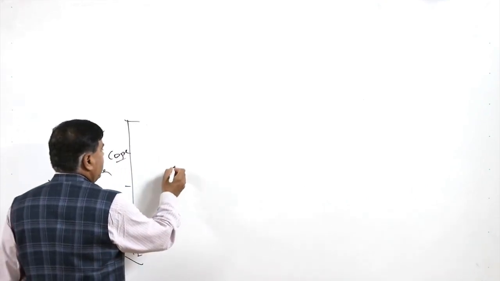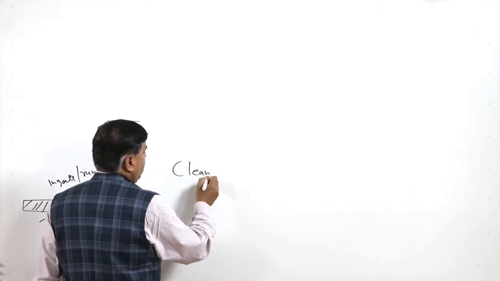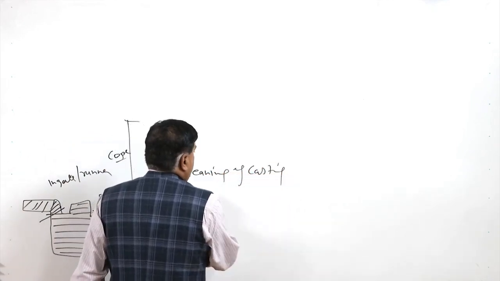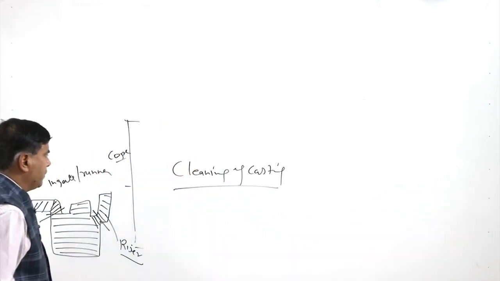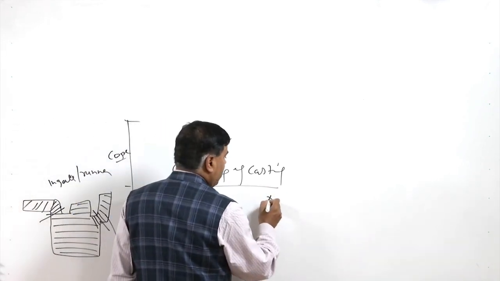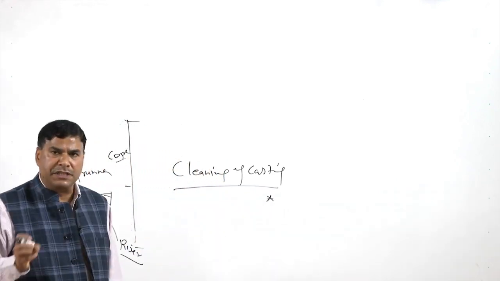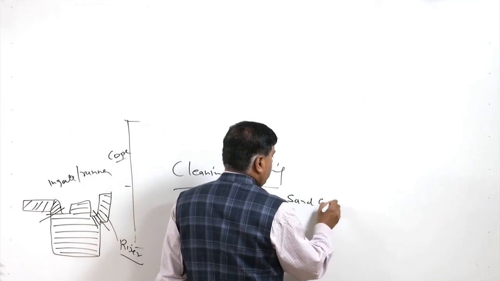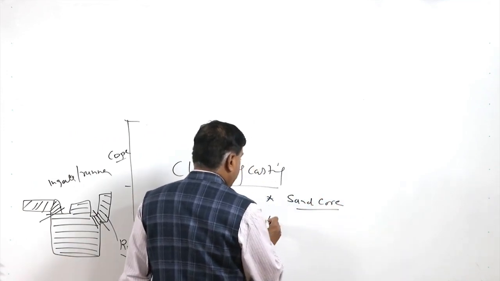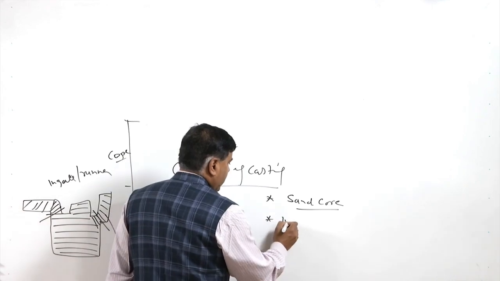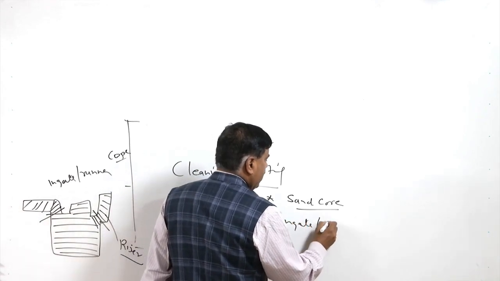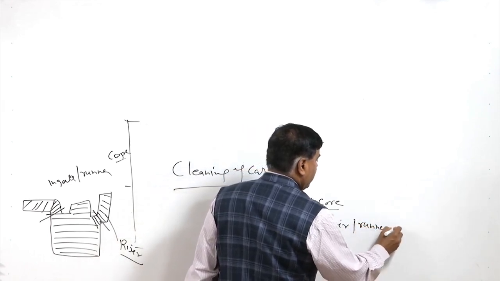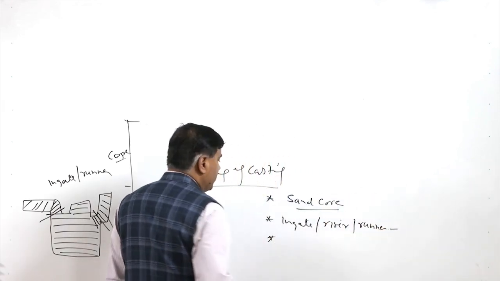So, cleaning of the casting. Once the casting is extracted, what does it involve? What are the things which are within the scope of this? One is, if cores have been used for producing internal features, holes, then this sand core needs to be removed. Then the ingates, riser, runner, the metal solidified in ingate, riser and runner, this also needs to be removed.